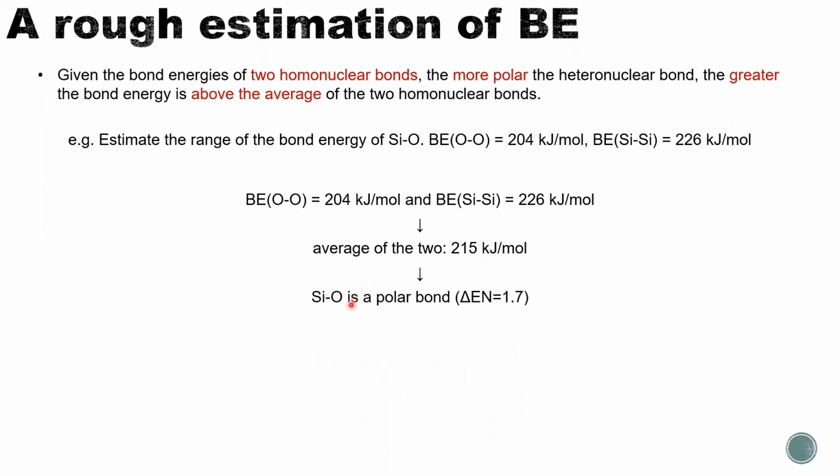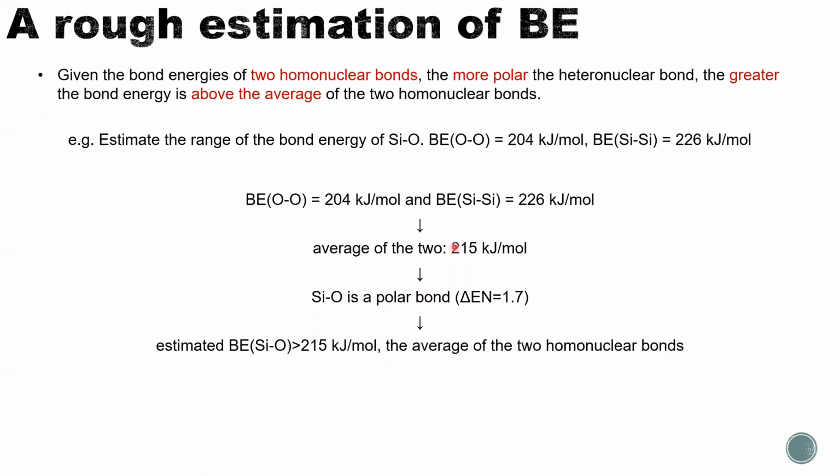For silicon-oxygen, we look up the electronegativity. The electronegativity difference is 1.7, so it's quite polar. Then, because it's a polar bond, the bond energy of silicon-oxygen will be above the average of the oxygen-oxygen and silicon-silicon bonds. So the bond energy of silicon-oxygen will be larger than 215 kilojoules per mole, the average of the two homonuclear bonds.